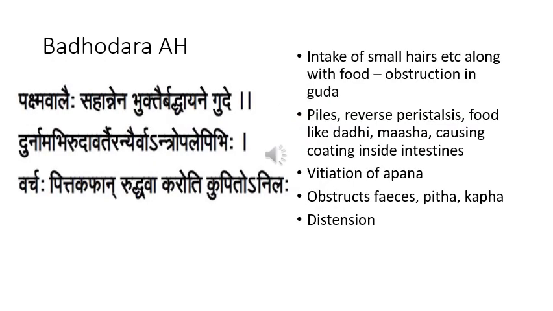Now we'll come to the next type of udara, that is Badhodara or Badha Gudodara. Badhodara means obstruction. So in this there is some kind of obstruction in the abdomen which leads to the manifestation of udara, or enlargement of the abdomen. So what is that obstruction? We can see that in the verse: pakshma valai saha annena bhukter badhayane gude. There is pakshma valai, the small hairs or lashes, taken along with food. It gets obstructed in the Guda Pradesha, or in the intestines, leading to obstruction.